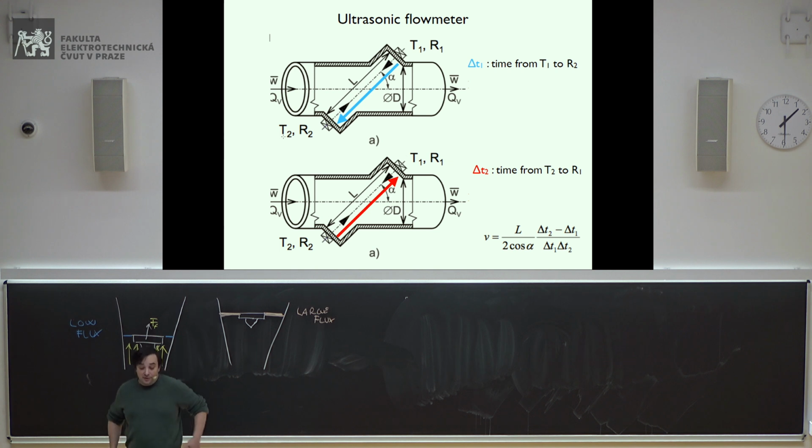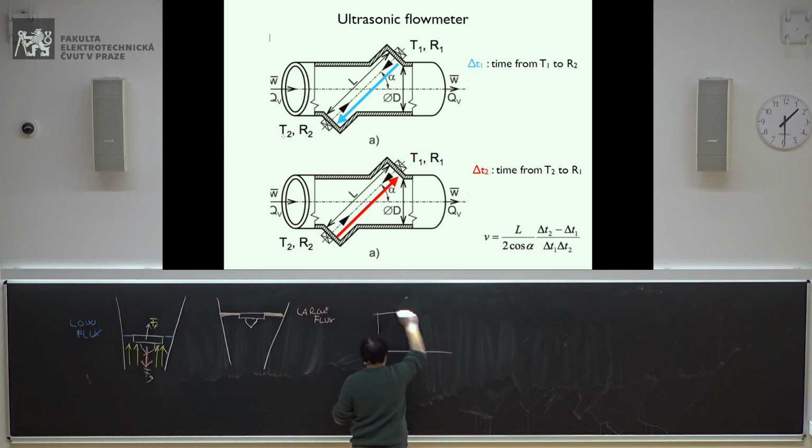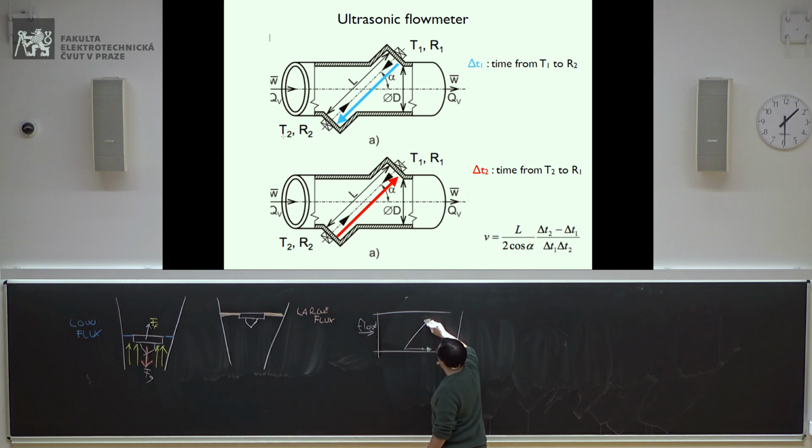Why? Because one is going in kind of the same direction as the stream, and the other is fighting against the stream. Okay? So here you have your pipe, here you have your fluid. One ultrasound is going this direction, which means that the component of its speed in this direction is parallel, has the same direction as the flow. Okay? So this one will be faster. When you are going the opposite way, then you are fighting against the flow.